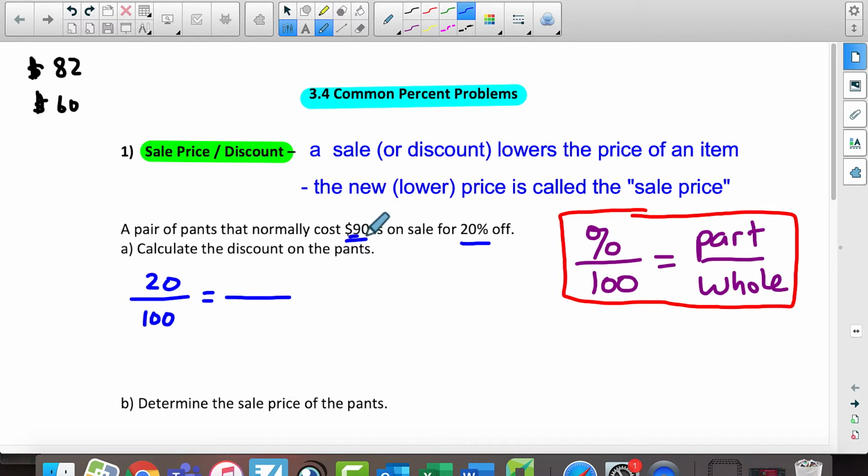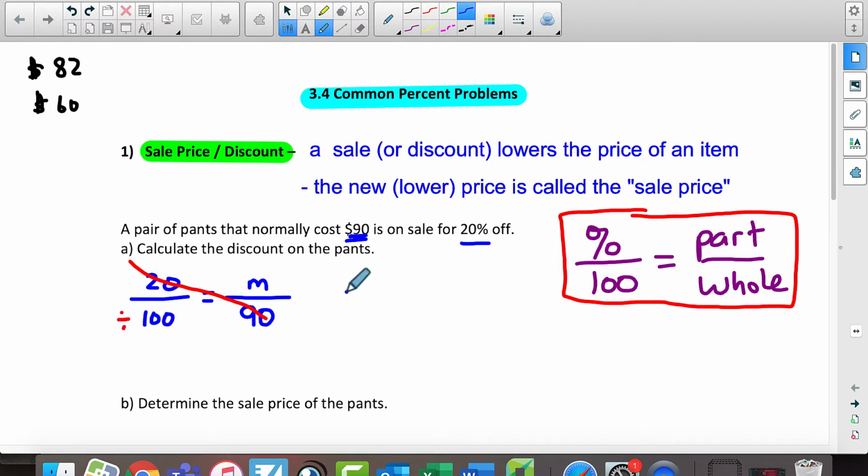And this other number, this 90, is that the whole price of the pants, or is that just part of the price? That's the whole price. That's what they cost before there was any sale. So that's the whole amount. We put our 90 right down here. What do we put here? Put some letter. I'll put M. And we can cross multiply. By now you're probably getting pretty good at cross multiplying.